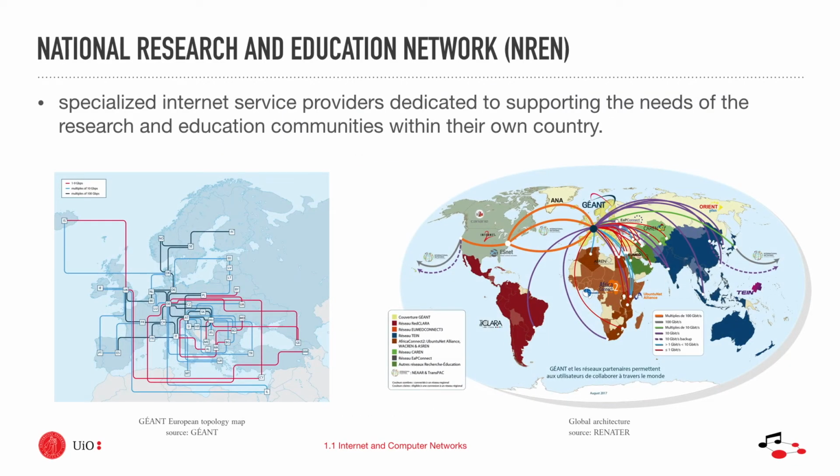The National Research and Education Networks still exist. They provide specialized communication and also data services for the needs of research and education communities within a country. They're usually supported by a high-speed backbone network, which can offer dedicated communication channels for individual research projects. These networks are usually interconnected and also coordinated at continental level. For instance, in Europe we have GÉANT, and further connected globally.